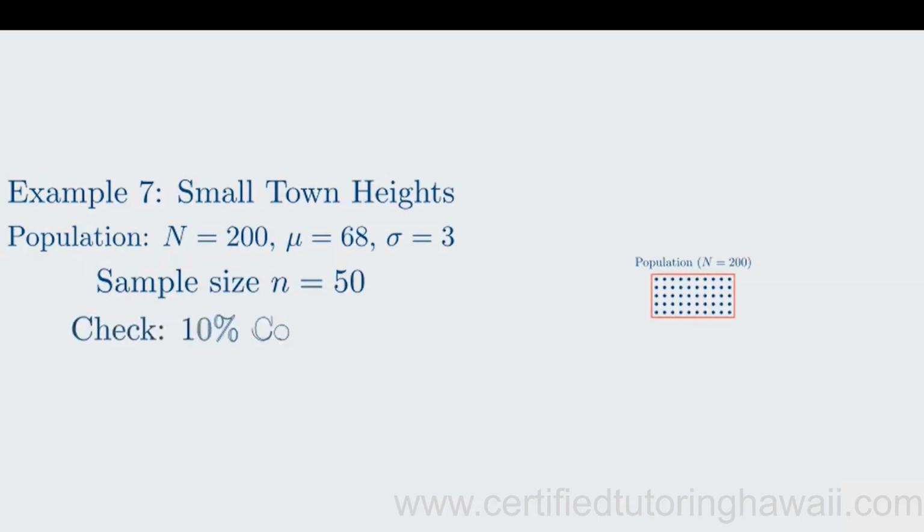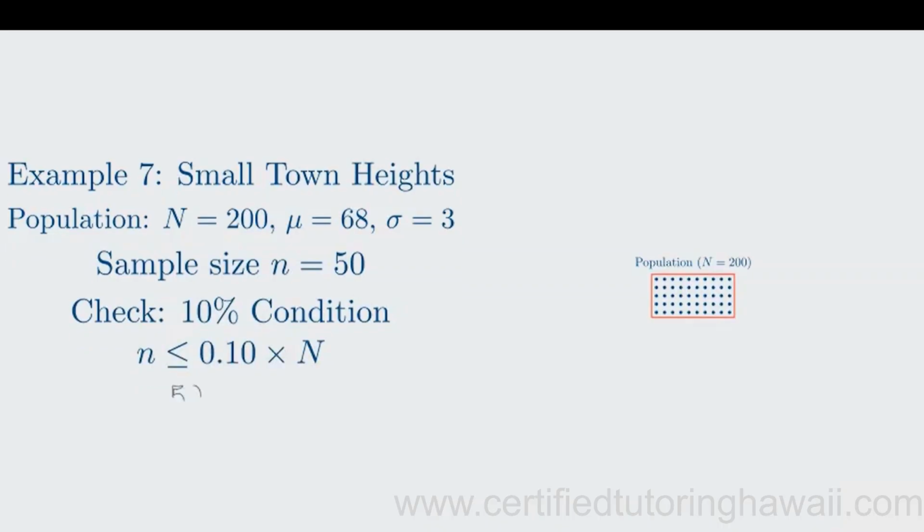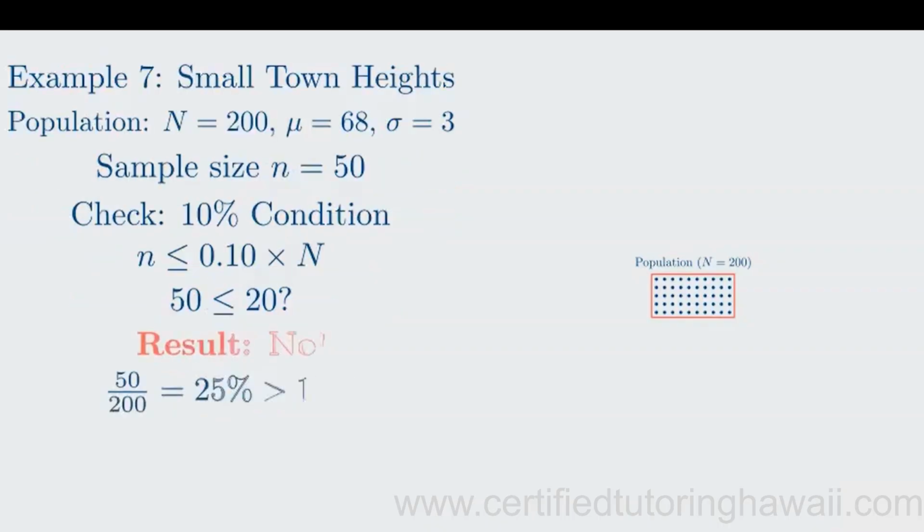Let's check the 10% condition. Is 50 less than or equal to 10% of 200? That is, is 50 less than or equal to 20? The answer is no. In this case, our sample of 50 is 25% of the entire population. This violates the 10% condition.